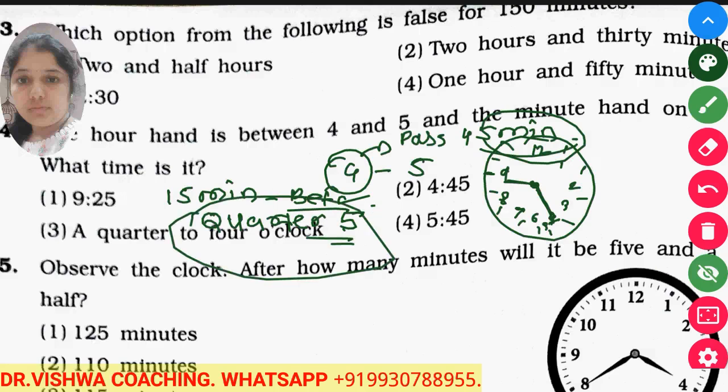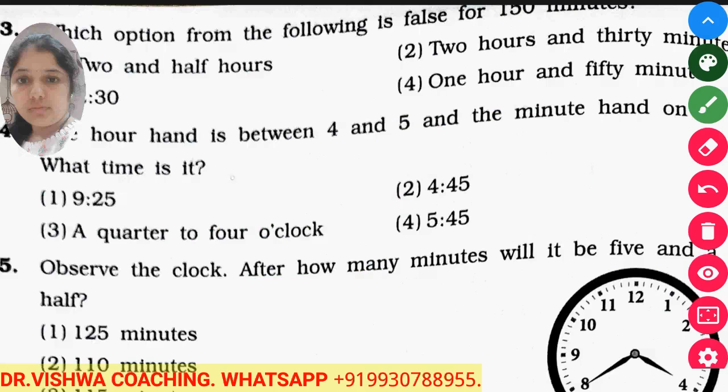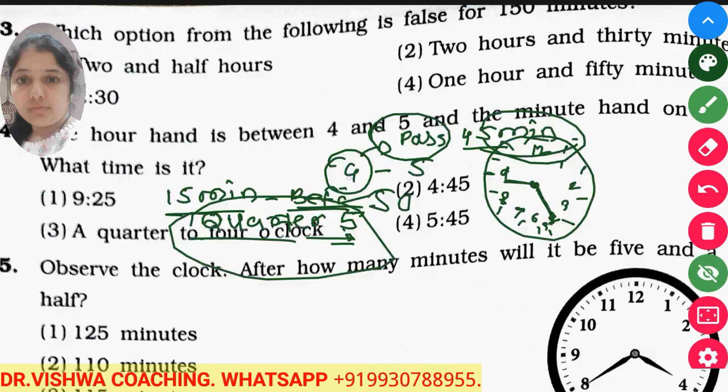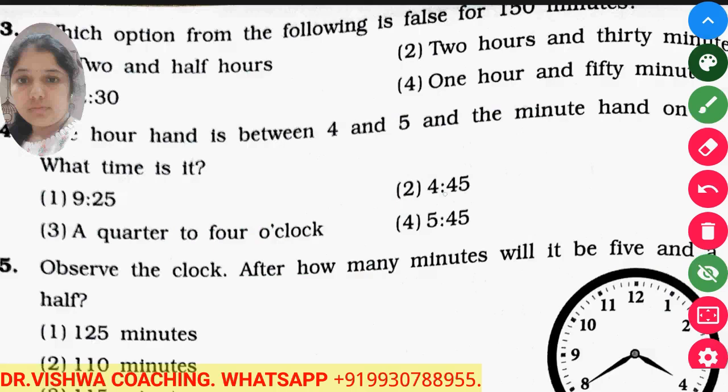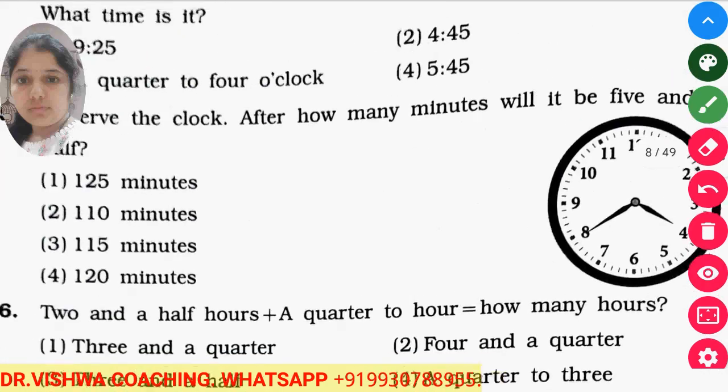So anything you can say, 15 minutes before 5 o'clock or 45 minutes past 4 o'clock or quarter to 5 o'clock. Okay, now you see where is such an option, quarter to 5 o'clock. So option number 2 gives us the idea as 4 o'clock and 45 minutes. So option number 2 is the correct option.